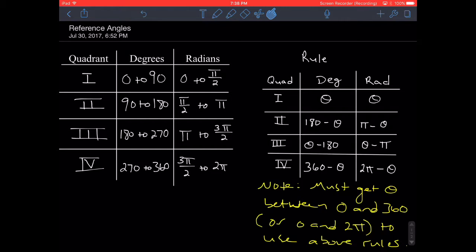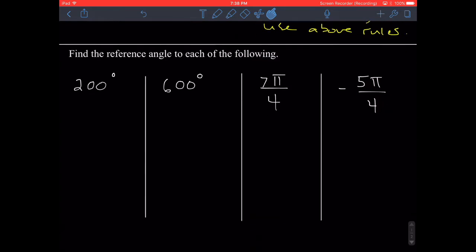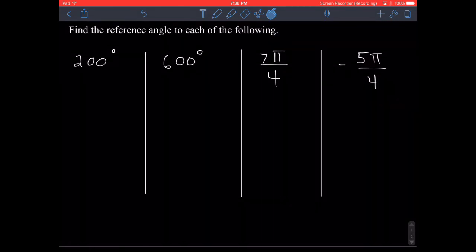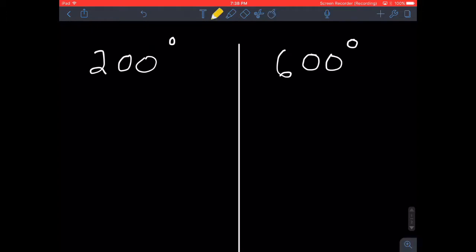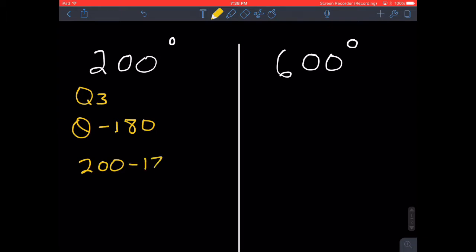Okay, so let us take a look at some examples. For each of the following, we are going to try and find the reference angles. Our first example here is 200 degrees. Now 200 degrees is in quadrant 3. This means that we must use the rule theta minus 180 degrees. So we are going to take our angle 200 and subtract 180 degrees from that, and that will give us our reference angle of 20 degrees.